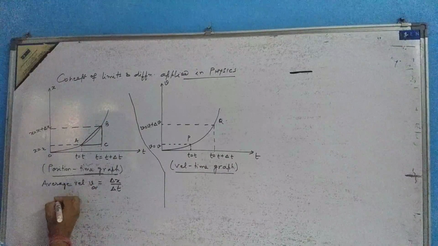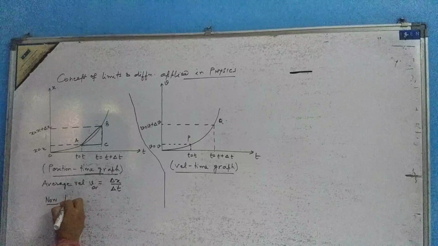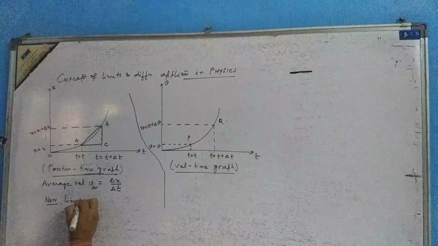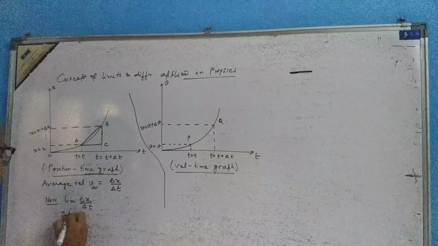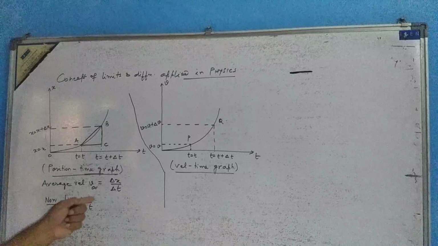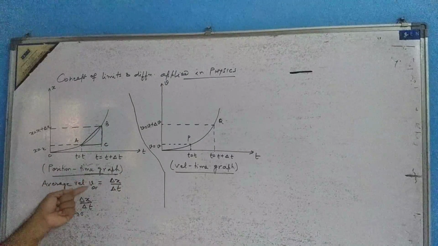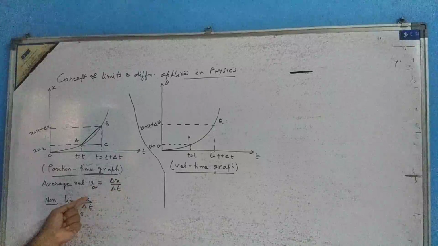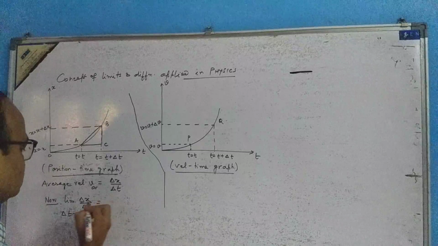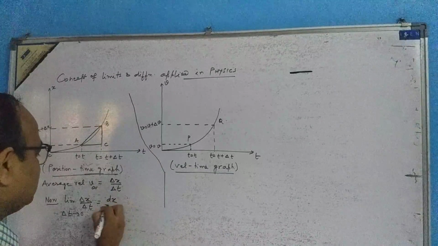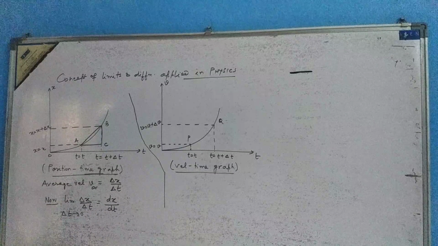Then if I take its limiting value, now I write limit delta x by delta t as delta t tends to 0. Look, I have taken the limiting value of the average velocity. Can we write it like this? I have told you before also, according to the mathematical concept, this may be written as dx by dt.